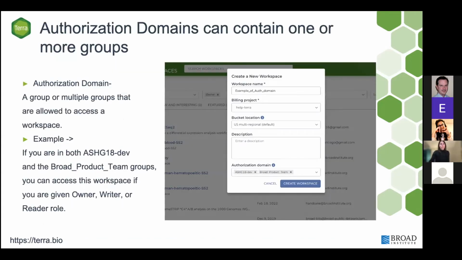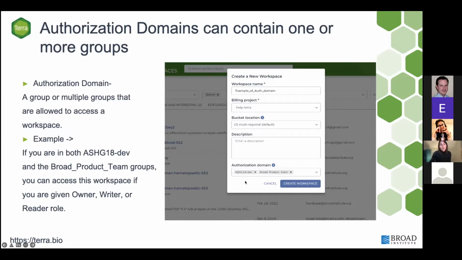Okay. So on this sharing and doing your work securely in Terra, we have this advanced feature called an authorization domain. And you can see here in this screenshot, this is what it looks like when you're creating a workspace. So I have my name, the billing project that I want to charge what I'm doing back to, the bucket location. So this is where I was mentioning the different regions where you can have your buckets, a description, and then here is this authorization domain.